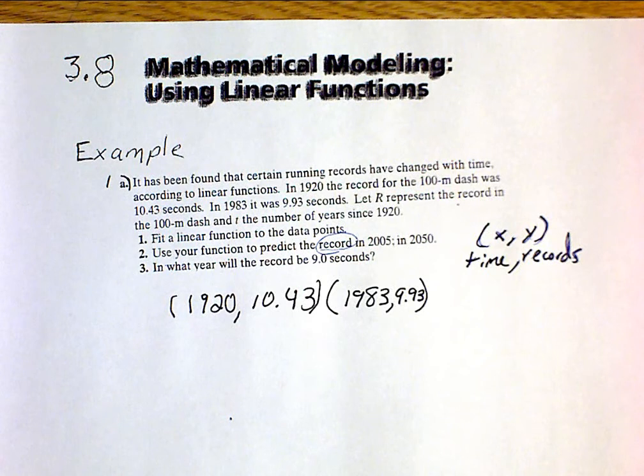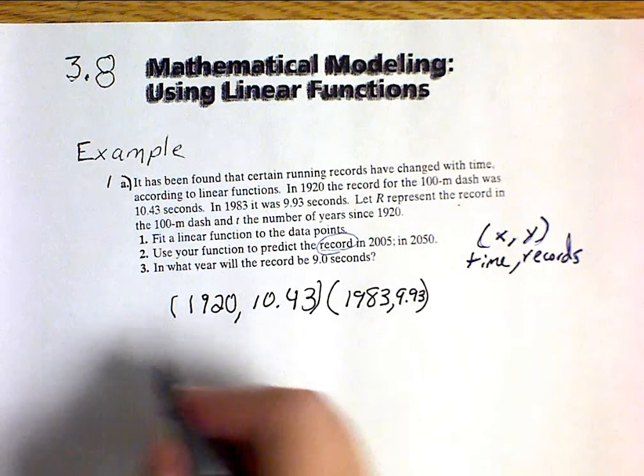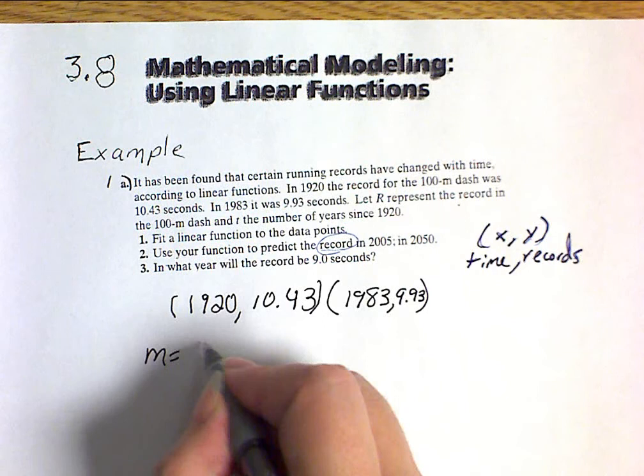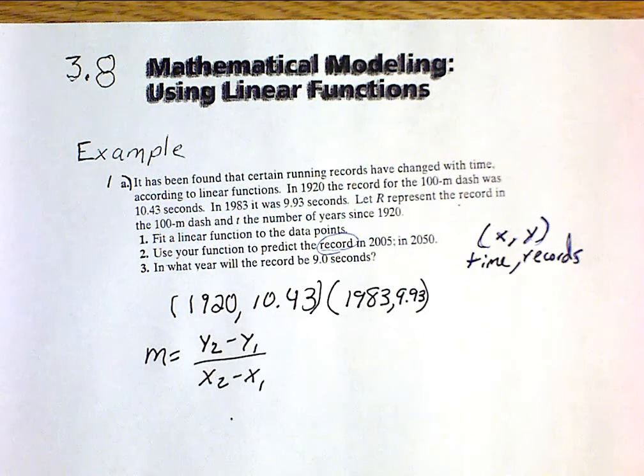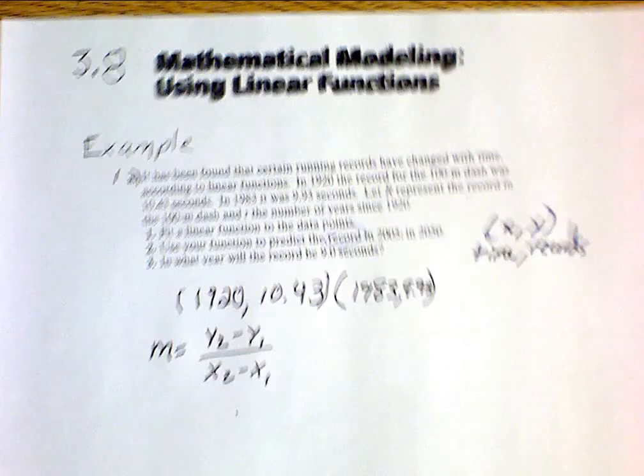Finding the slope. Yep. So now you're going to find your slope. If you don't remember, you have y2 minus y1 over x2 minus x1. I want you to take a second and find the slope of these two points.